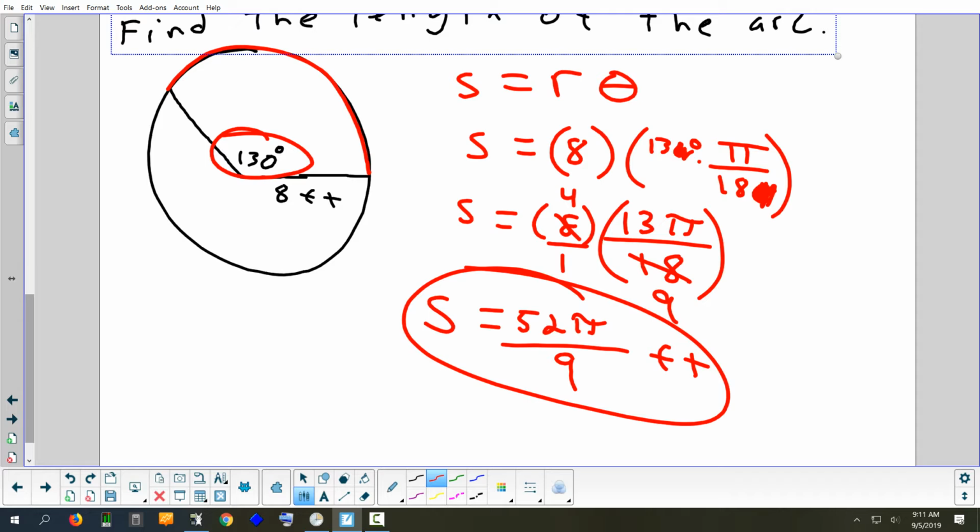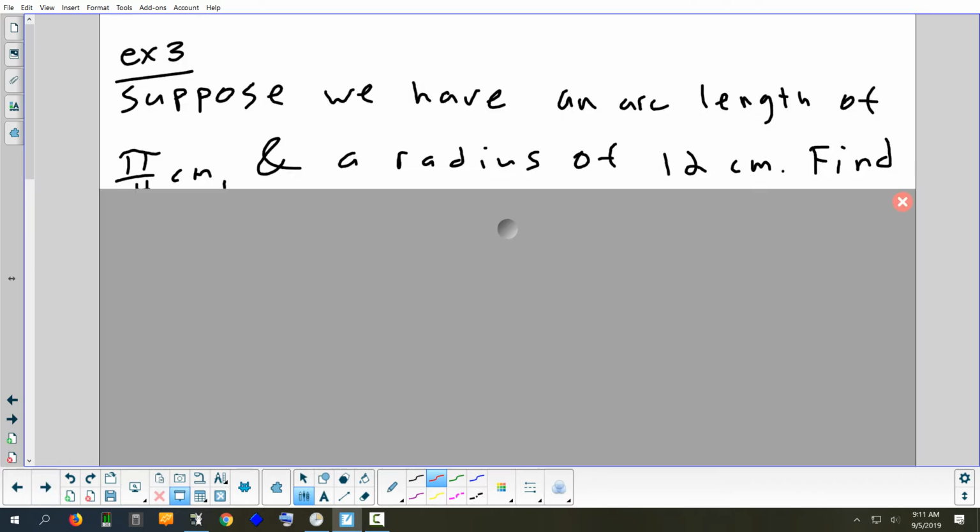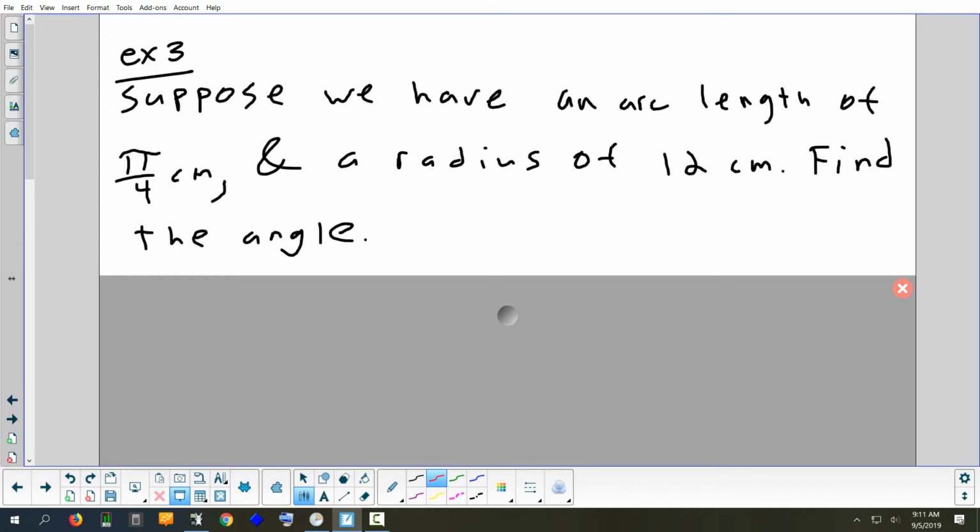And again, if they wanted a decimal, you could just type that in. Any questions on how to type that in? Okay, so we did a couple finding S. Let's do one where they ask us to now find the angle. So this time, there's no picture, but they're telling you the arc length. It's pi divided by 4 centimeters. And the radius of the circle is 12 centimeters.